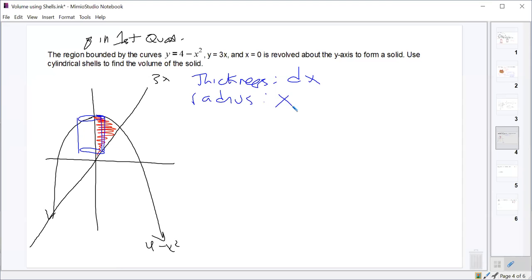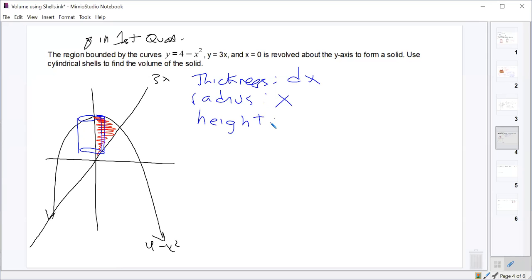That's fine. You'll note that anytime you are revolving around the y-axis and you are doing shells, your radius will be x. Just like I said, if you're revolving around the x-axis, your radius will be y. That's true. If you revolve around the y-axis, your radius for shells will be x. 100% of the time. Never a time when that is not the case. All right, so we got the thickness, we got the radius, we still need the height.